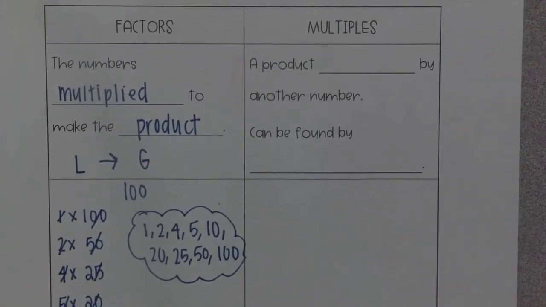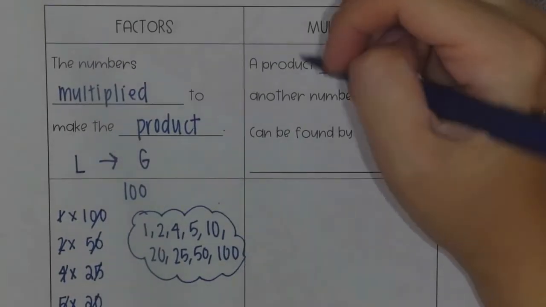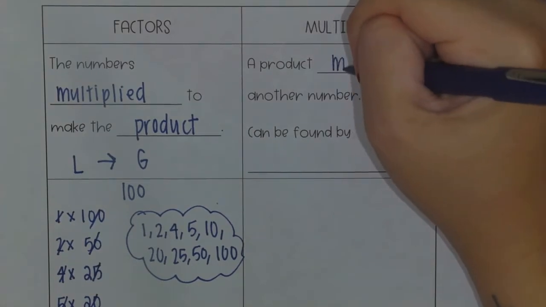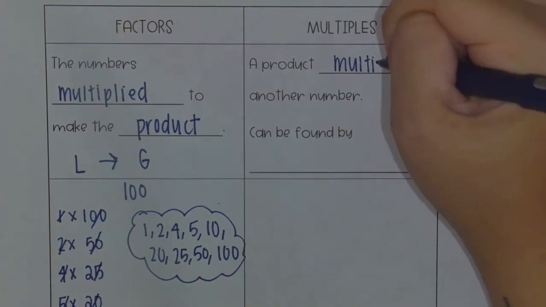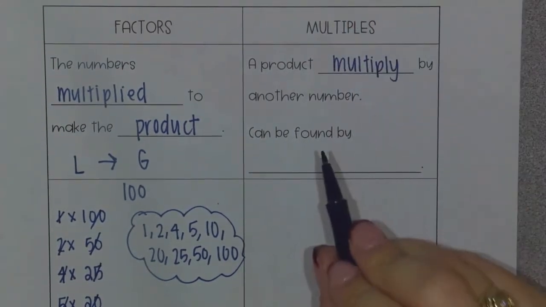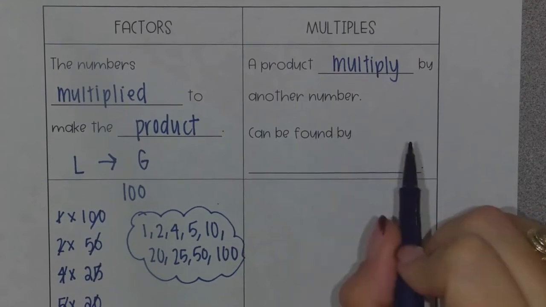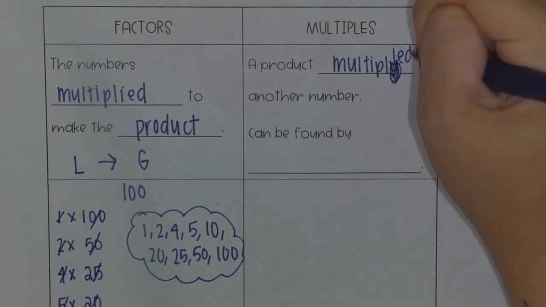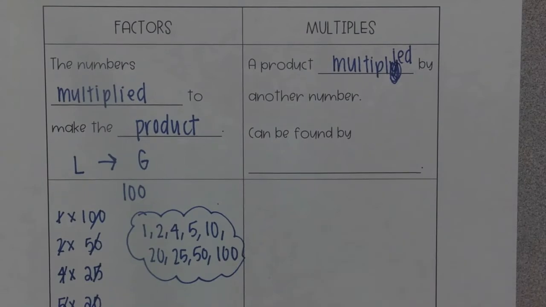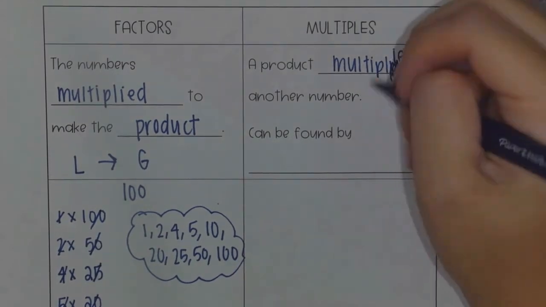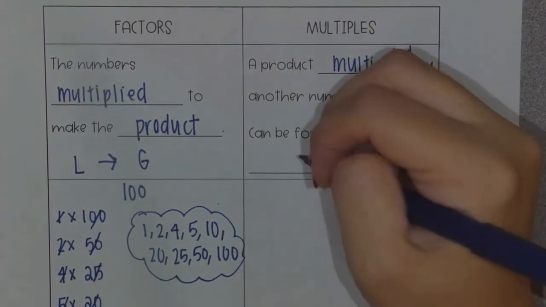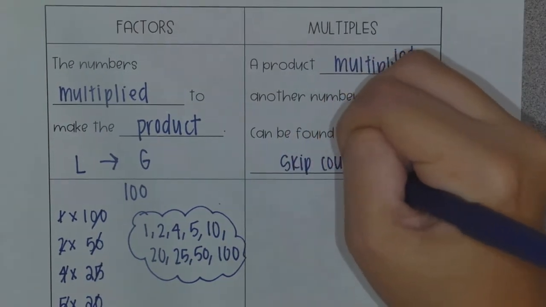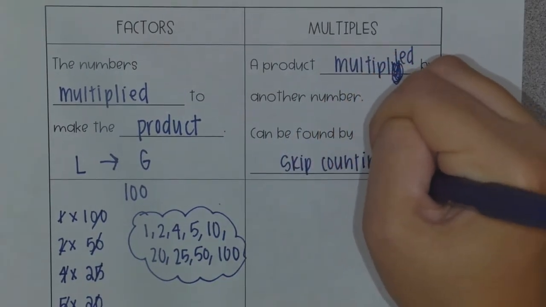Now, multiples are going to be when you take a product, so like the number 100, and you multiply it by another number. Product multiplied by another number. There we go. So when we start with multiples, the easiest way to think about it is it's just skip counting. That's all you're doing is skip counting by a specific number.